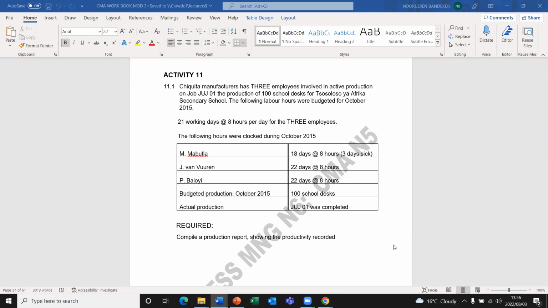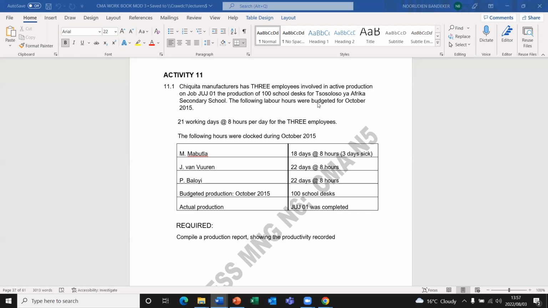In my previous video, I focused on the production report and productivity report. In this video, I'm going to do an actual activity with you, activity 11 in your workbooks. Chiquita Manufacturers has 3 employees involved in active production on job JUJ01. Now, it has a job number, which means it's actual production. And it's a production of 100 school desks.